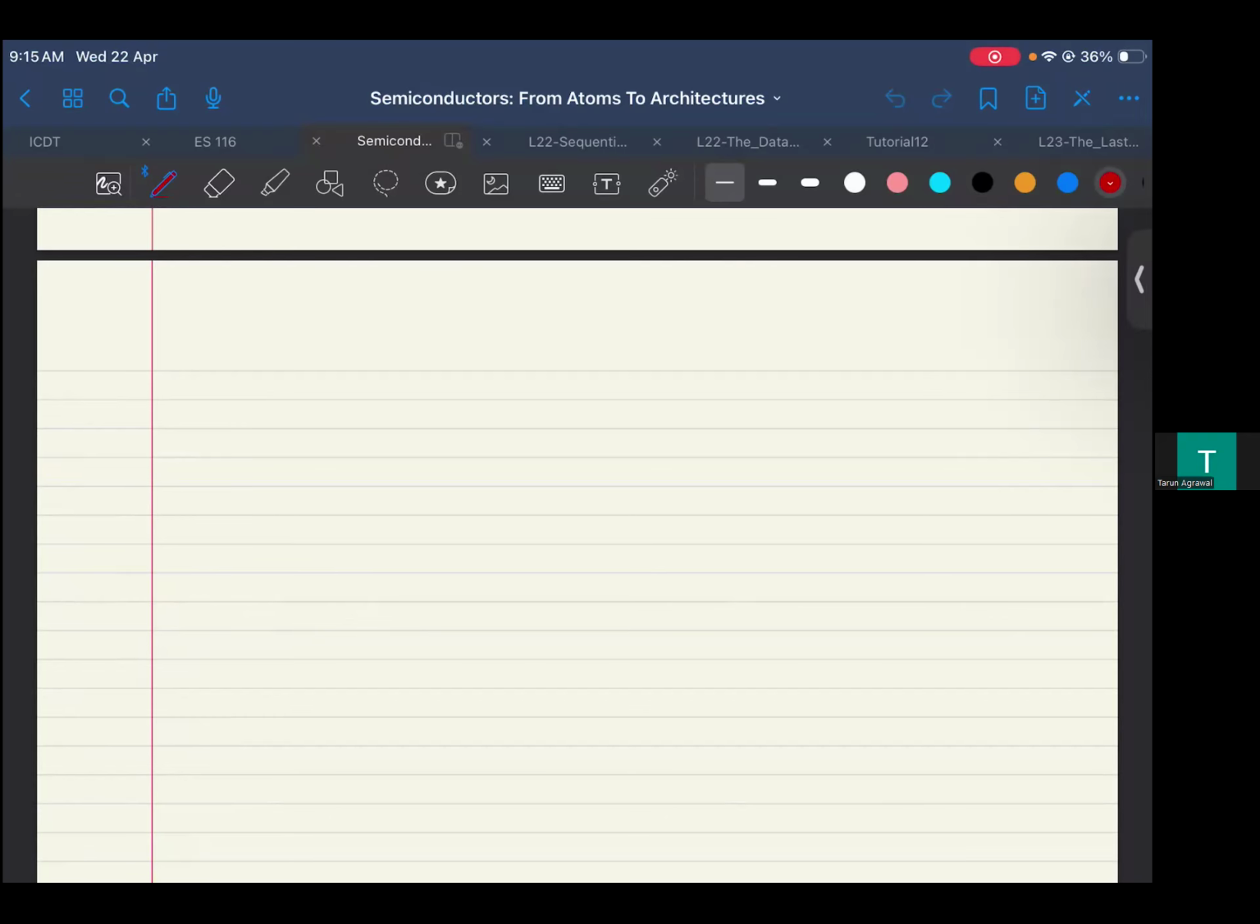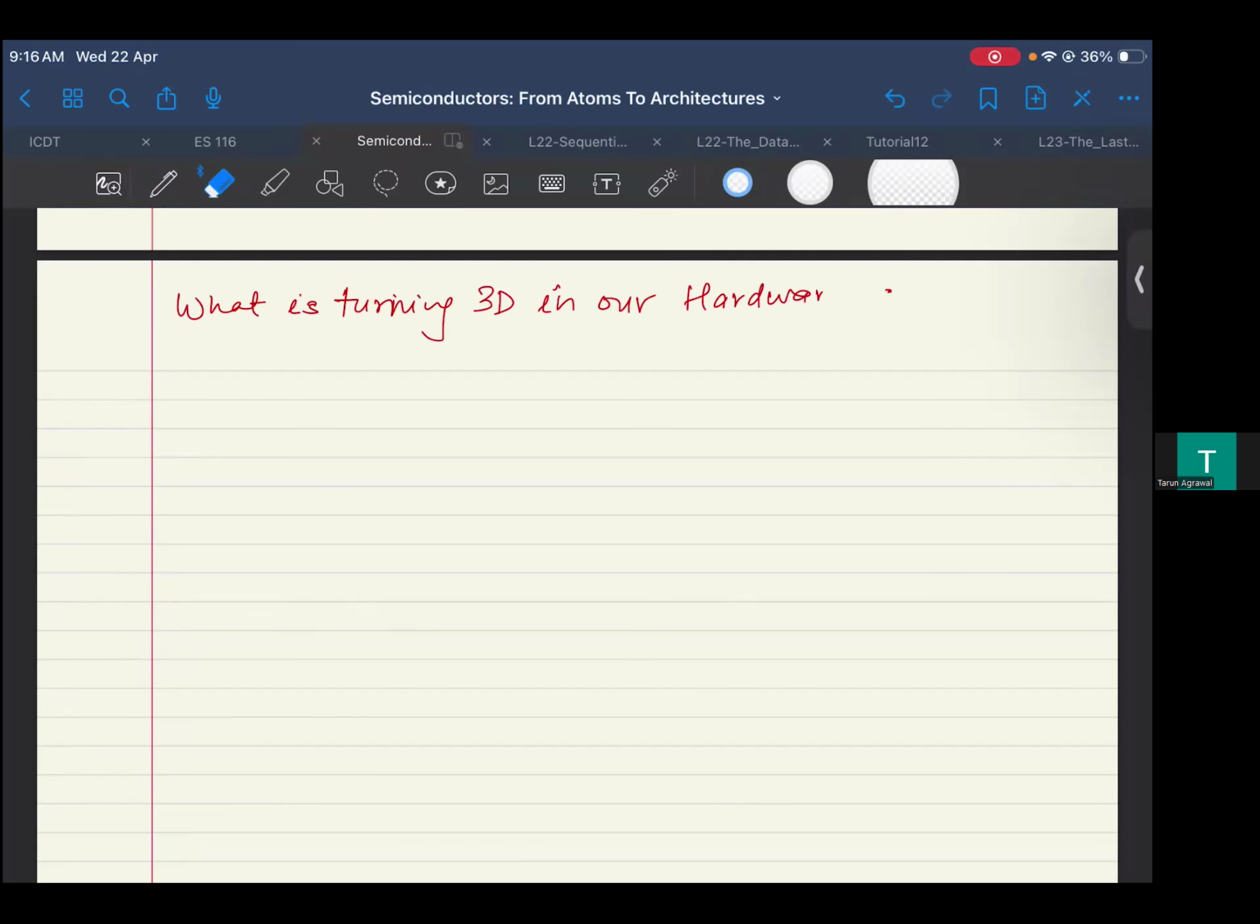And today we are also going to look at one of the topics, which is what is 3D, or what is turning 3D, in our hardware systems, right? Because we are going to talk all the way to the hardware systems. What is hardware systems? So when I say hardware systems, it means we are talking about processors and beyond, right?